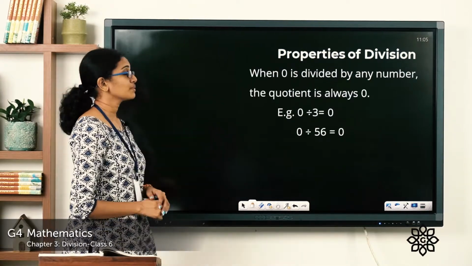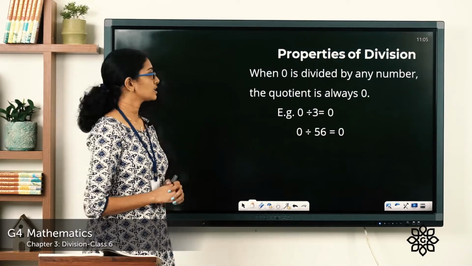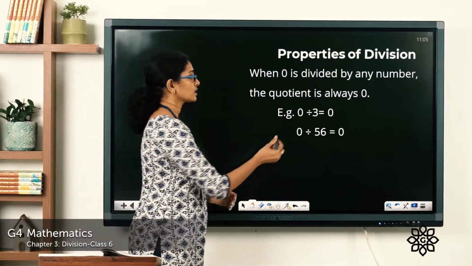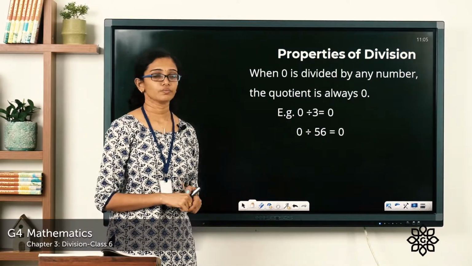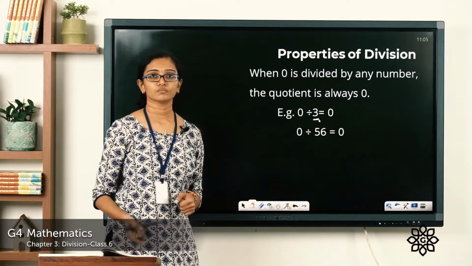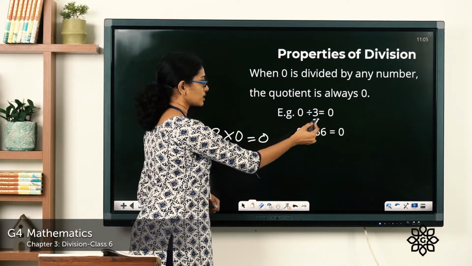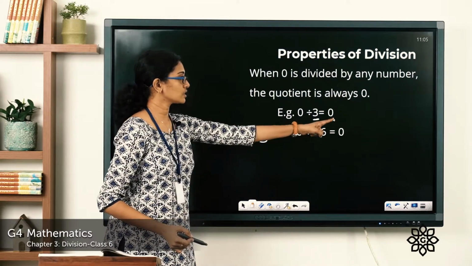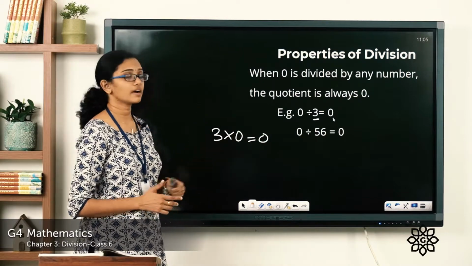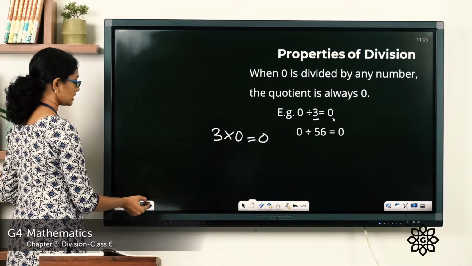Now we have the next property, or the property of 0. When 0 is divided by any number, the quotient is always 0. See, 0 divided by 3 is equal to 0. What should be multiplied to 3 to get this 0? 0, right? 3 into 0 gives you 0. So there we have the 0, which is the dividend itself. Here the dividend is 0. So 0 divided by any number gives you 0 itself as the quotient.